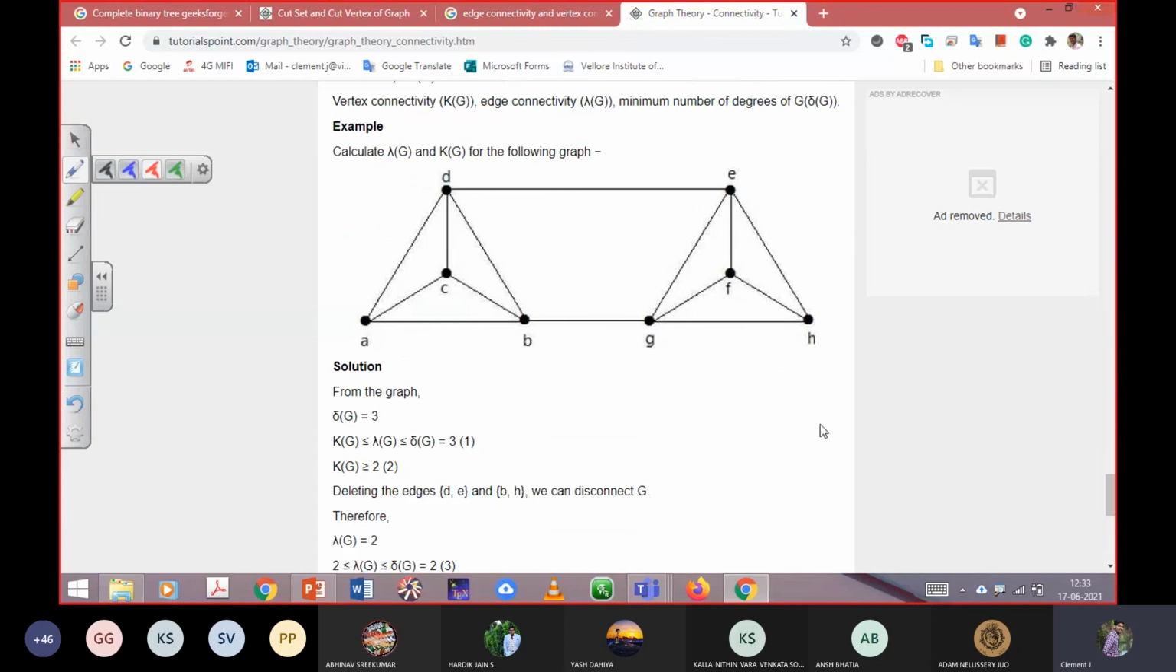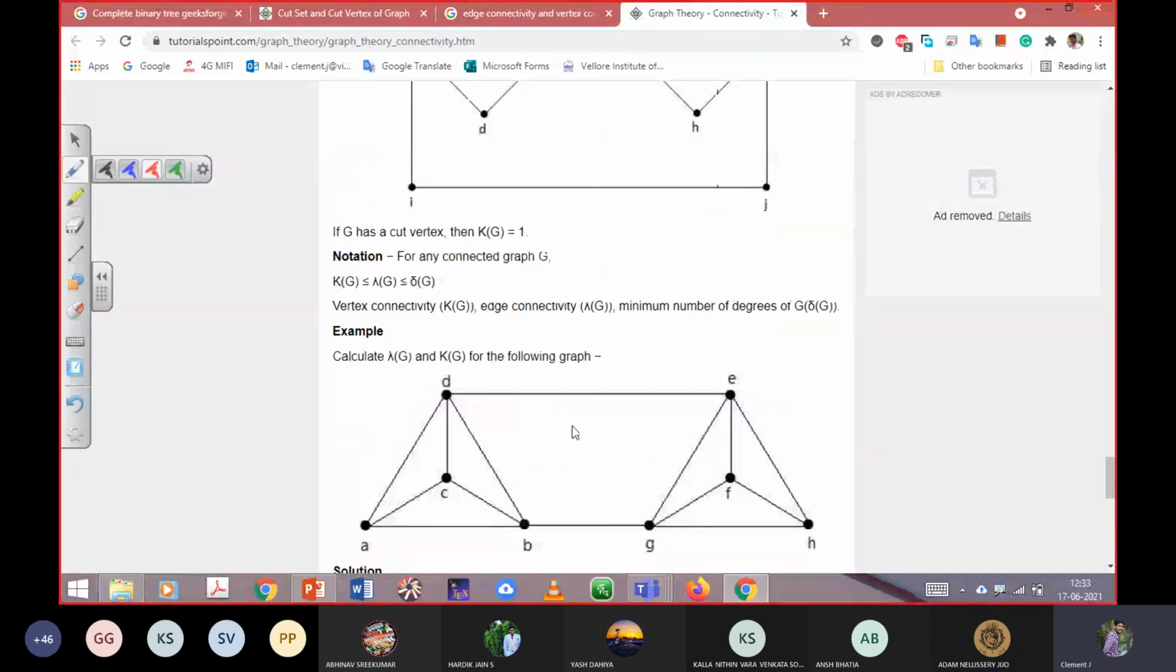Yes. Okay, fine. By the same way, can you try to say the edge connectivity answer for this graph? Last example. Again, two, sir. 2. Very good. Again 2.